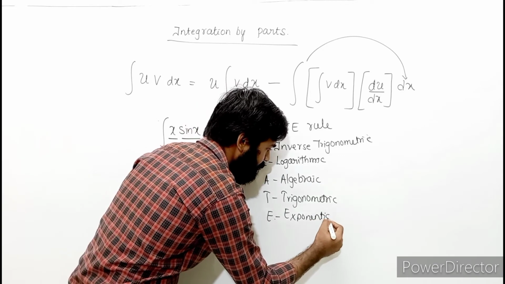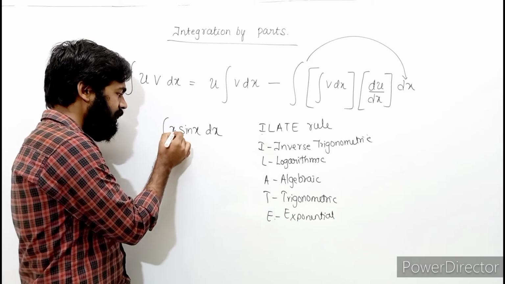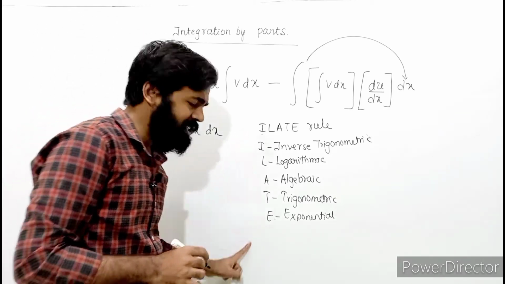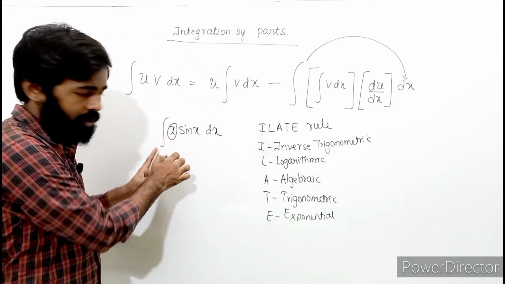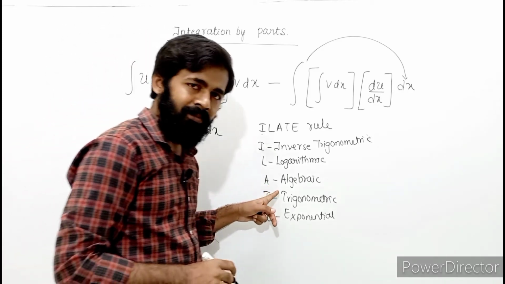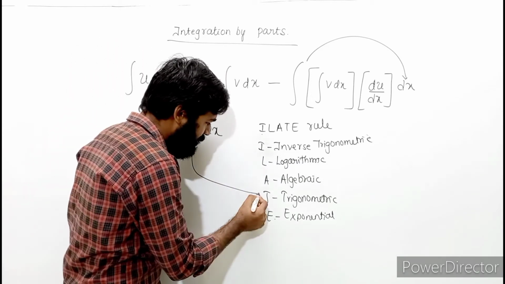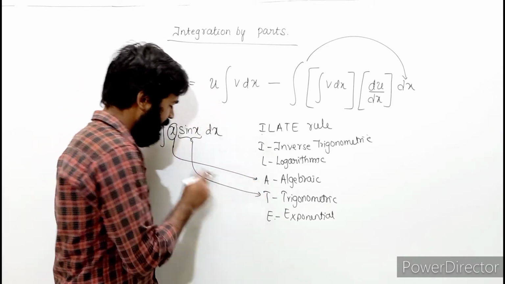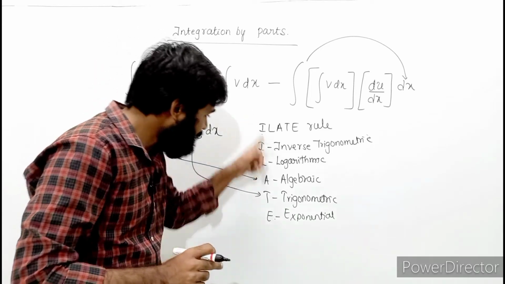Now let's say x into sin x. Out of these five, to which category does this x belong? x is nothing but algebraic. Now what about sin x? Sin x is nothing but trigonometric. x is algebraic, sin x is trigonometric.